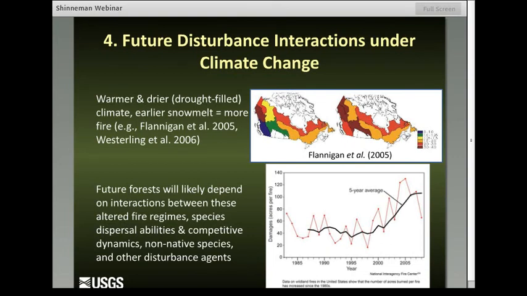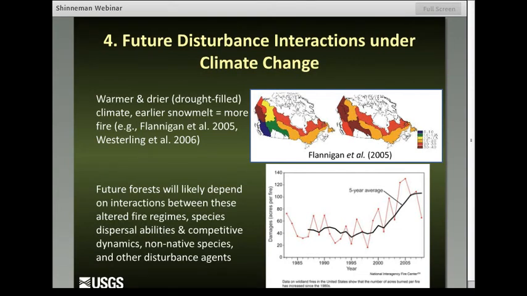So lastly, I just wanted to talk a little bit about some future disturbance interactions under climate change. We can expect that in the future, fire will remain a critical driver of the Border Lakes region ecosystems, and based on our research, we might expect it to increase in the future, or based on others' research, we could expect it to increase in the future, especially if we see not only warmer but drier conditions, as have been projected under some global climate change models. For instance, Flanagan et al.